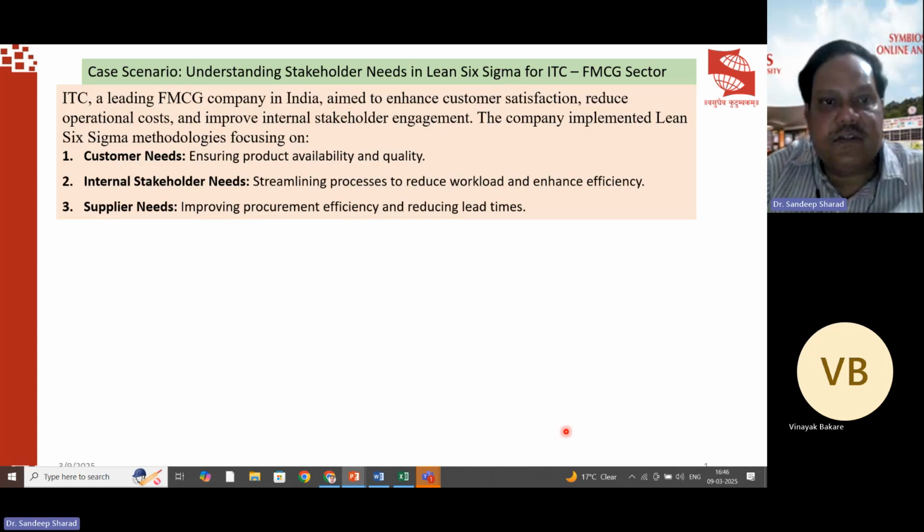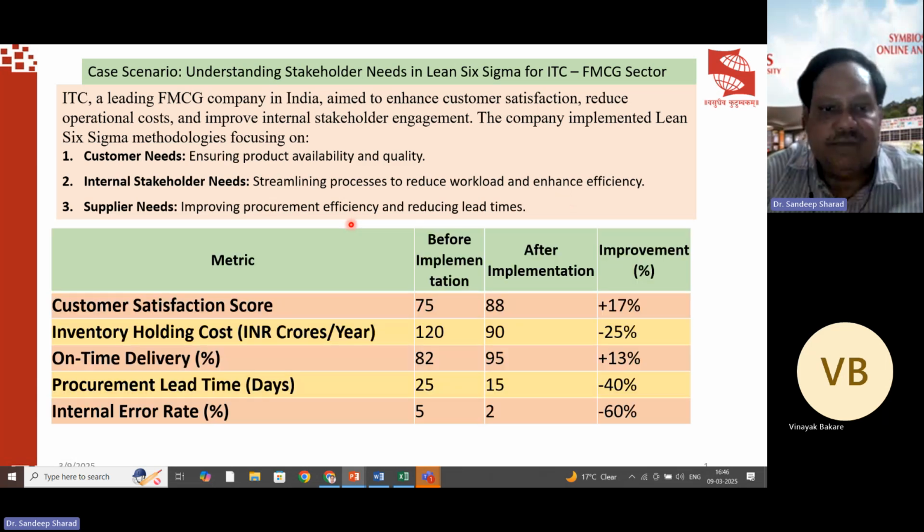Let's also discuss one case scenario: understanding the stakeholder need in Lean Six Sigma for ITC, FMCG sector. ITC, a leading FMCG company in India, aimed to enhance customer satisfaction, reduce operational cost, and improve internal stakeholder engagement. The company implemented Lean Six Sigma methodologies, focusing on customer needs, ensuring product availability and quality. Internal stakeholder need: streamlining the process to reduce the workload and enhance efficiency. Supplier need: improving the procurement efficiency and reducing the lead time.